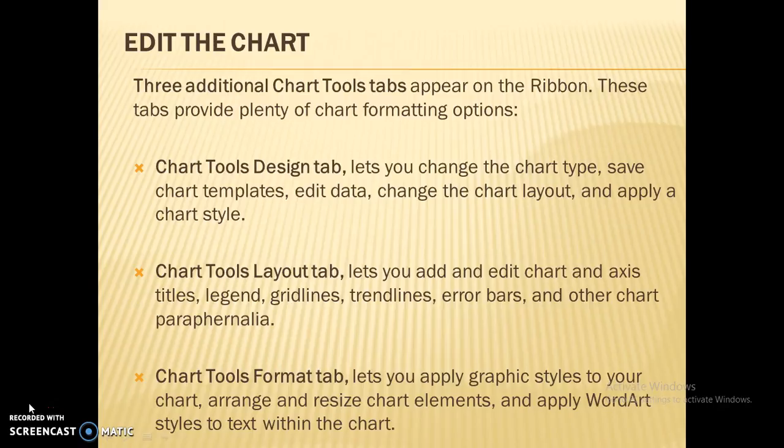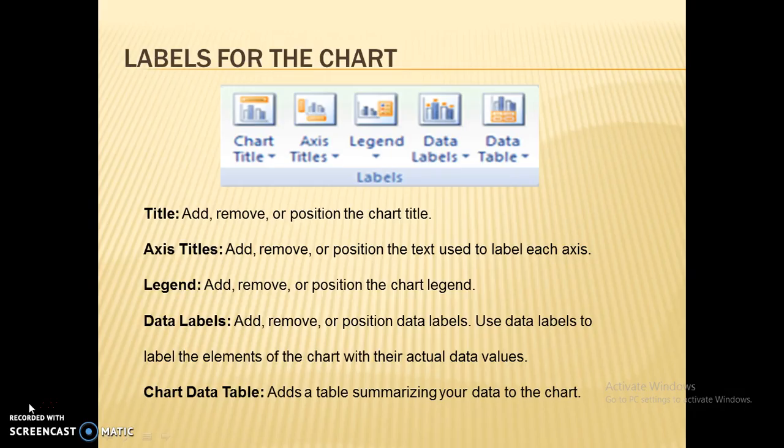And there are three additional chart tabs. They appear on the ribbon, which provides plenty of chart formatting options. The Design tab lets you change the chart type, save the chart templates, edit data, change chart layout, and apply a chart style. The Layout tab lets you add and edit chart titles, axis titles, legend, grid lines, trend lines, and error bars, and so on. And then the Format tab applies graphical styles to your charts and WordArt styles to text within the chart.